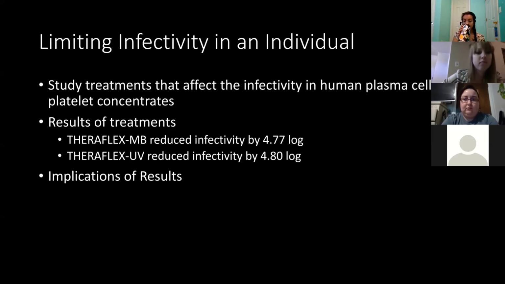The implications of these results are both treatments can effectively reduce yellow fever virus infectivity within an individual. Additionally, these treatments could be used to manage the transmission and transfusion within an individual's plasma cells and platelet concentrates. This can help reduce the spending and use of resources put towards the treatment of symptoms due to the 2 treatments' ability to reduce viral spreading. Although near future wide-scale use is likely to be difficult due to the lack of funding and resources where yellow fever is prominent, which is South America and Africa. Next slide.